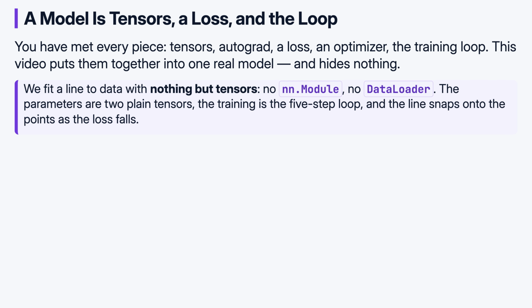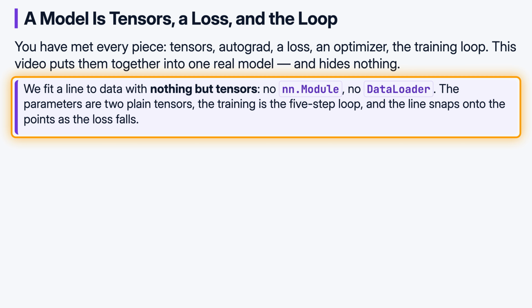You have met every piece already. Tensors, autograd, a loss, an optimizer, and the training loop. Now we put them together into one real model. We fit a line with nothing but tensors. No nn.Module, no DataLoader. The parameters are 2 plain tensors, and the line snaps onto the points as the loss falls.